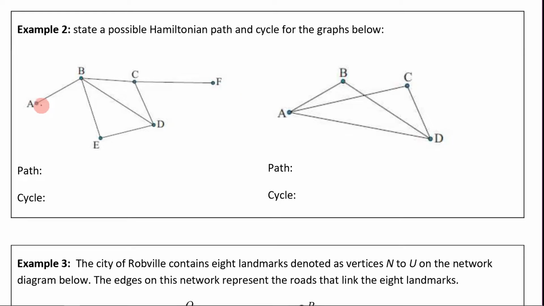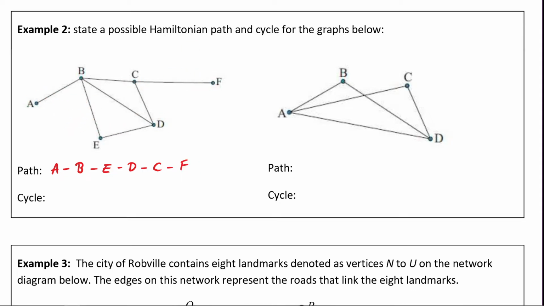So what can we do here? We can go A to B, B to E, E to D, D to C, E to F. And we're done. That's the path. We're starting and ending at different points. We don't have to use every edge. We have to hit every vertex only once, and we've done all of those things. So A, B, E, D, C, F. All right, let's rub that out.